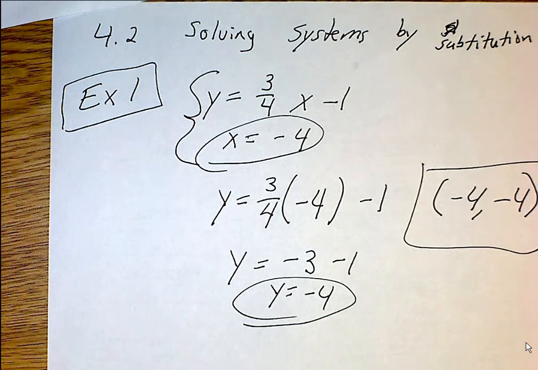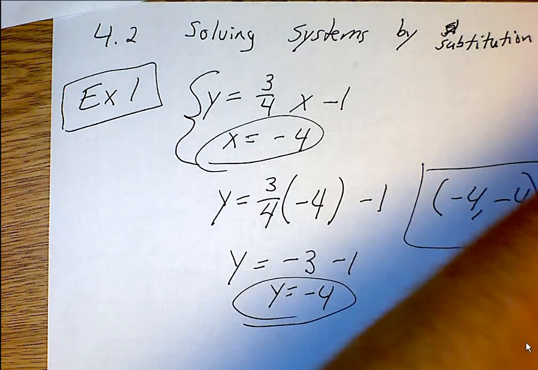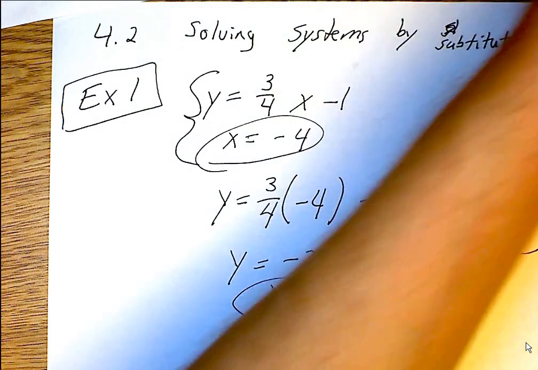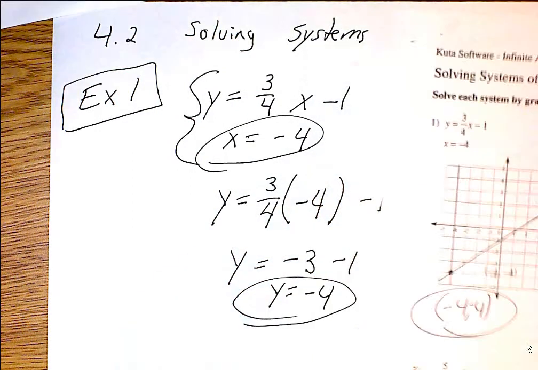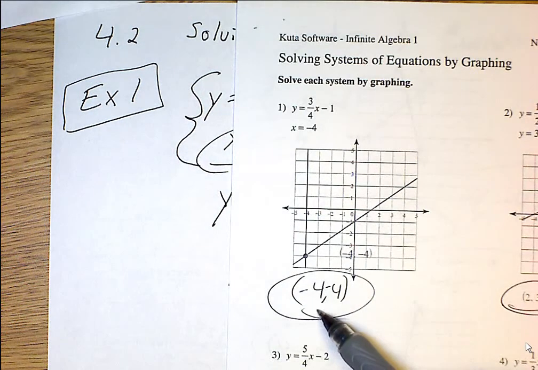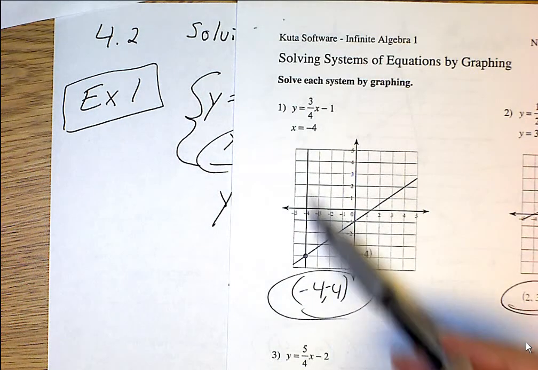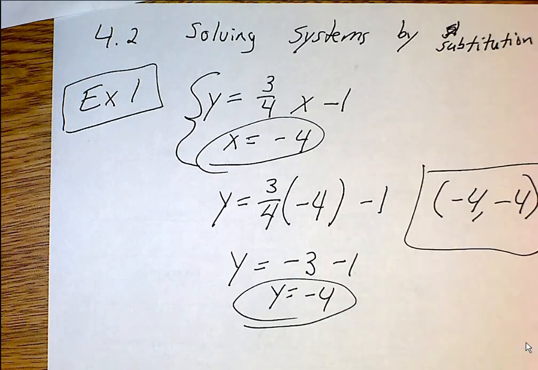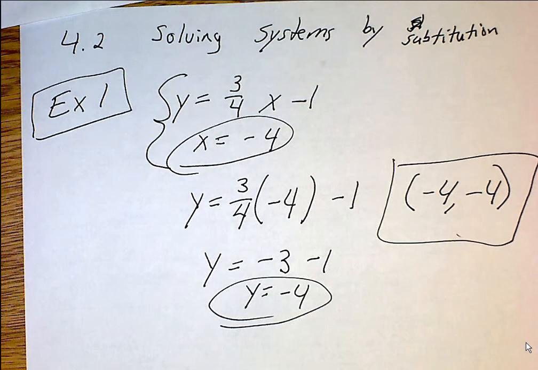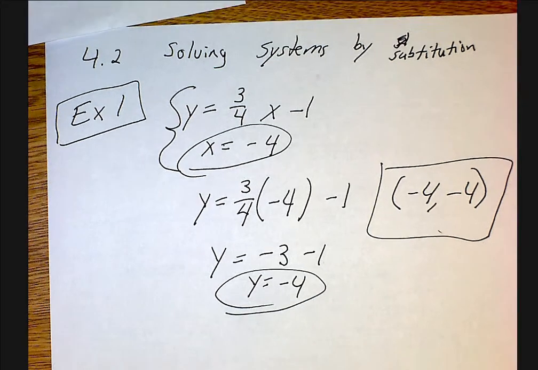And if you look at it, our first one that we had yesterday was -4, -4. So no matter if you graph it or if you use substitution, you're going to get the same answer. The reason you would sometimes use substitution versus graphing is sometimes substitution is quicker, and also if it's not a whole number, you'll get more accurate.